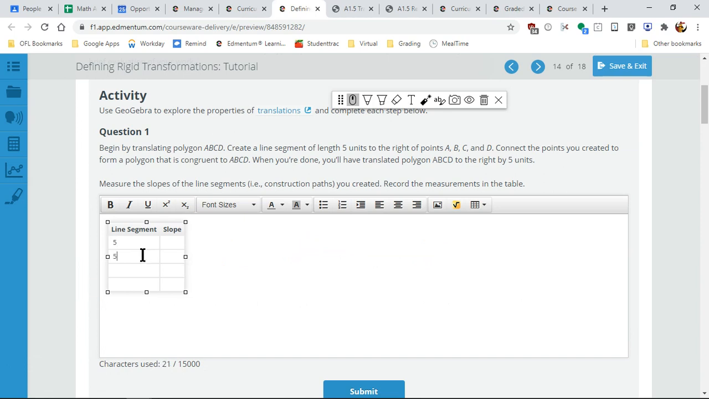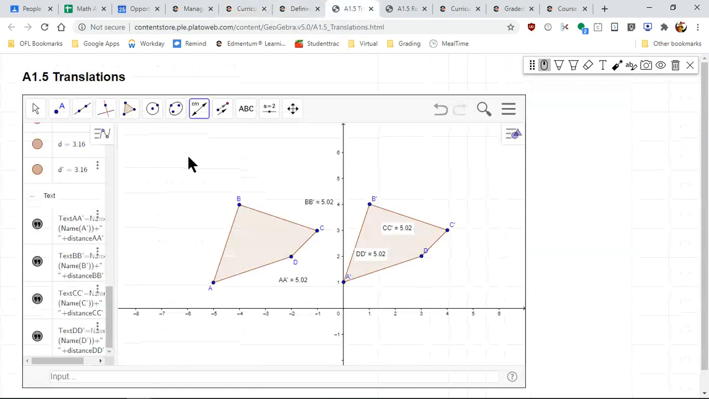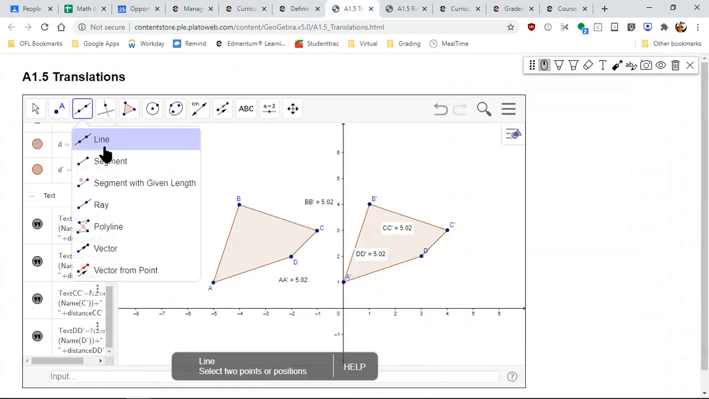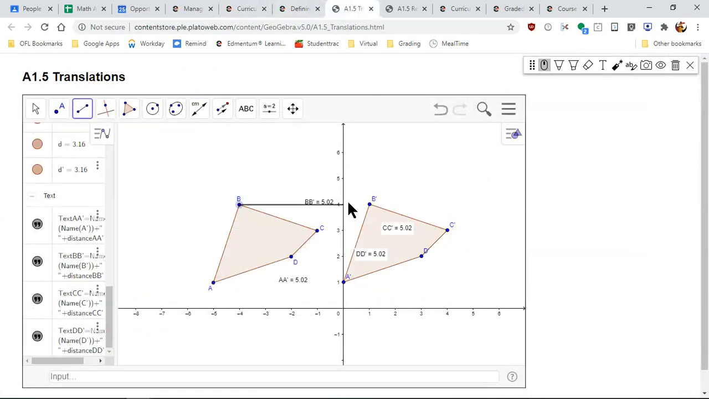They said make a line segment. I'm not going to make a line segment because you can just measure the distance. If you want to make a line segment, that's fine. That's a good visual way of showing it. Go here, make your line segment. It's going to be the same answer regardless.